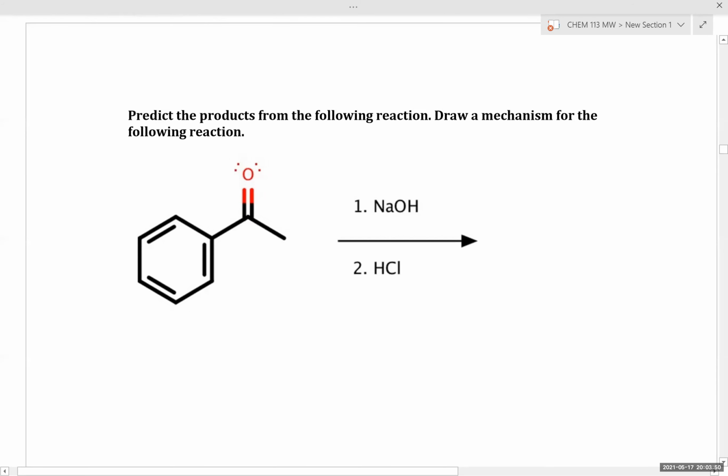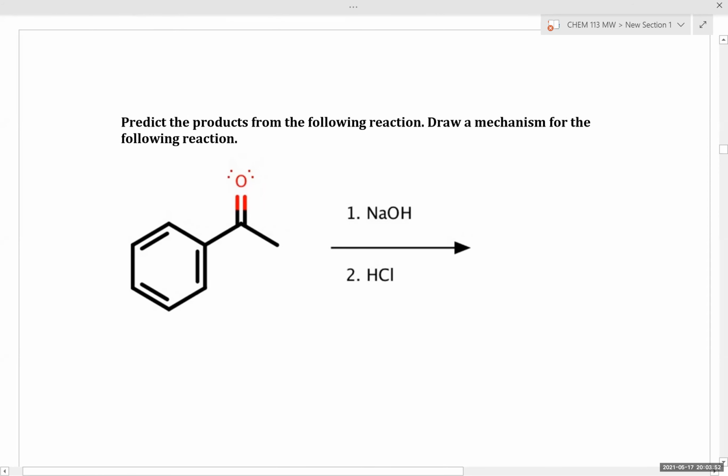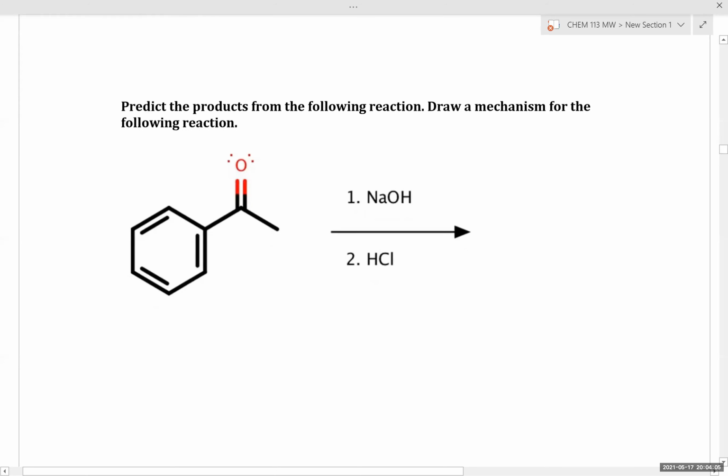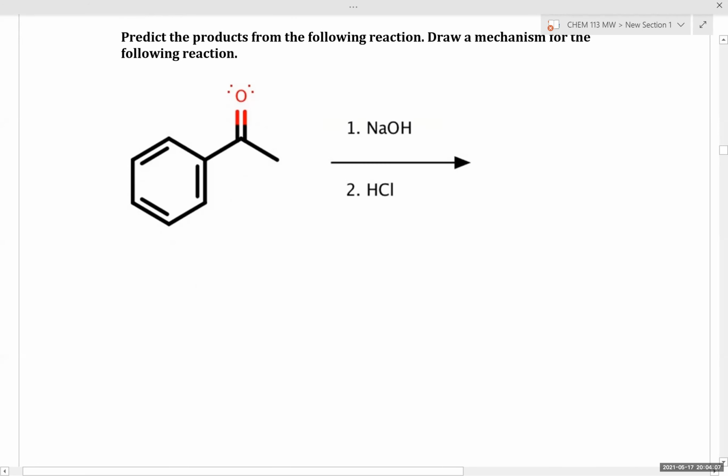let's try to apply what we've learned and put the two pieces together for the aldol reaction and the dehydration step to complete the aldol condensation together. So let's try to predict the products from the following reaction and draw a mechanism to justify our predicted products.